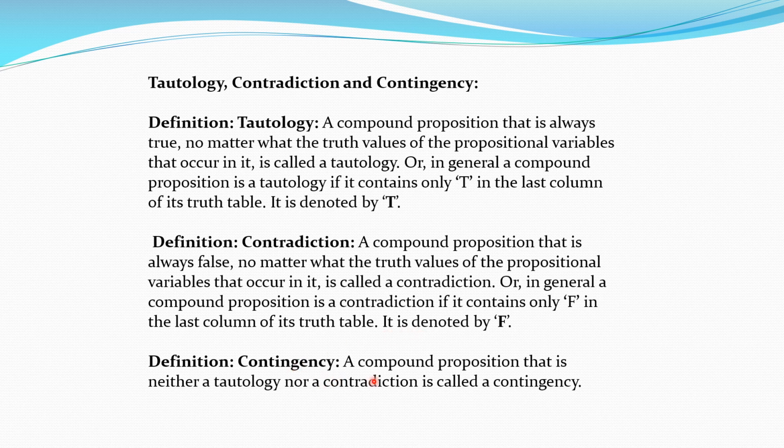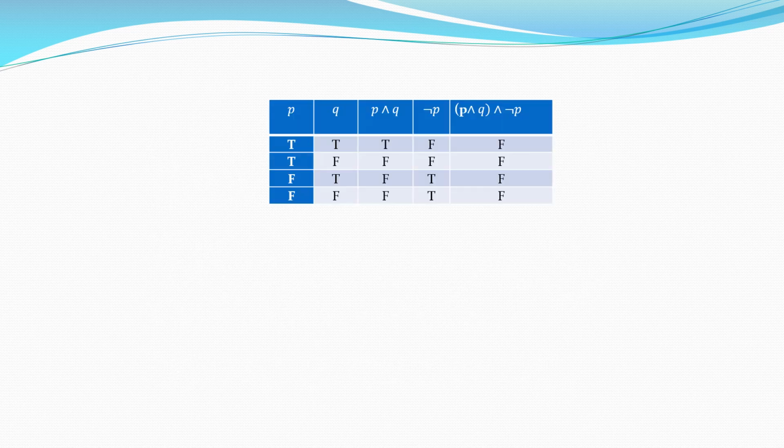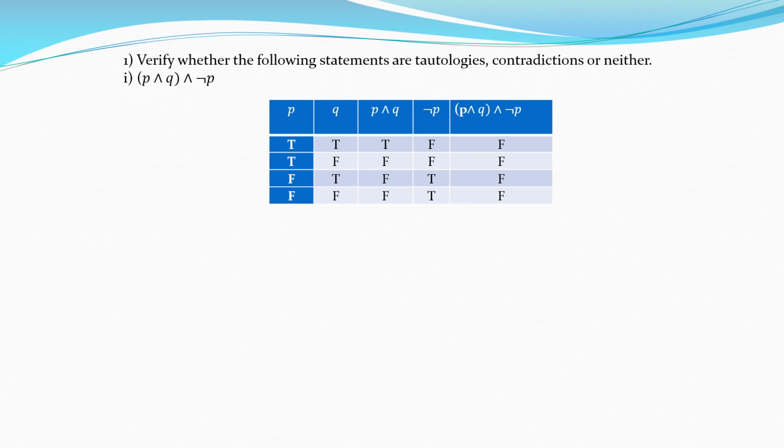Now, what is contingency? A compound proposition that is neither a tautology nor a contradiction is called a contingency. It means in the last column of the truth table there are some T and some F. Now here the question is, verify whether the following statements are tautologies, contradictions, or neither.